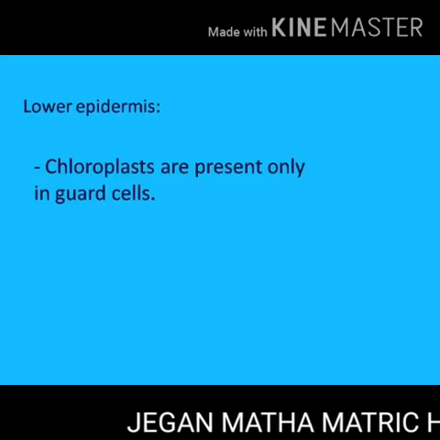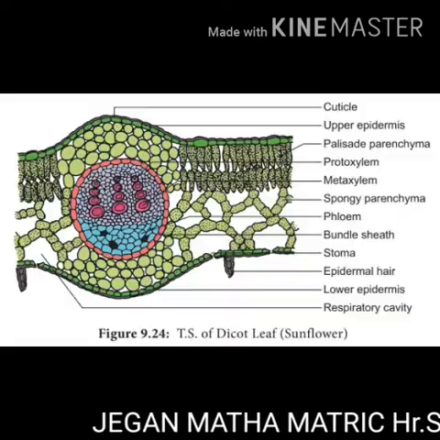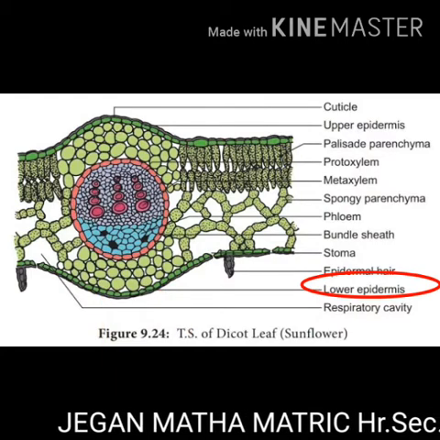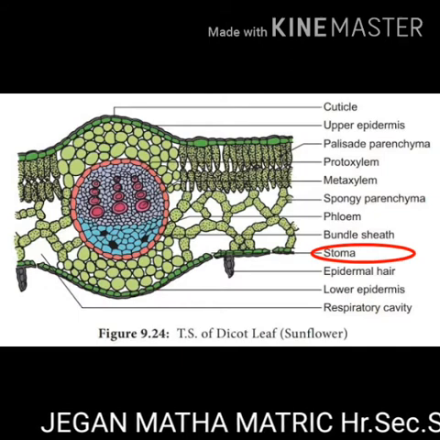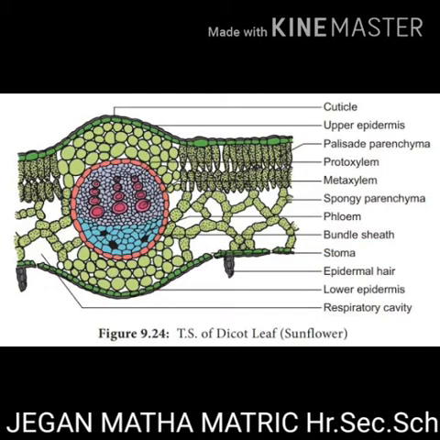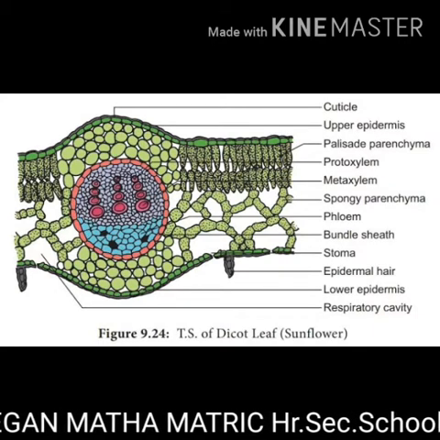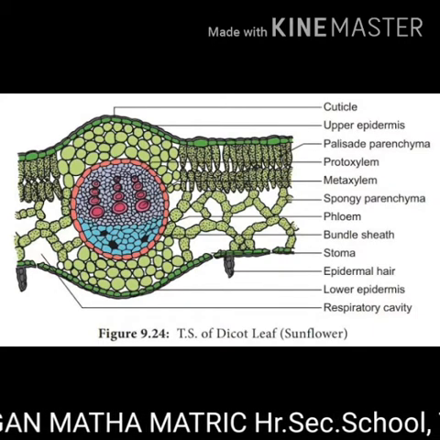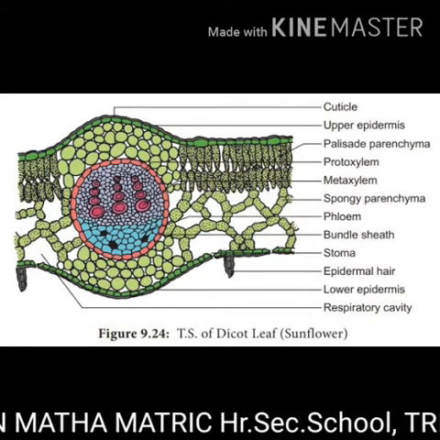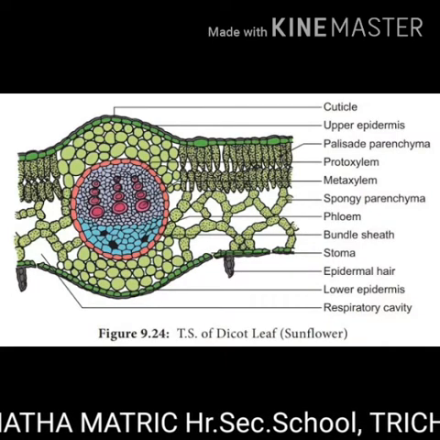Lower epidermis. It is a single layer of parenchymatous cells with a thin cuticle. It contains numerous stomata. Chloroplasts are present only in the guard cells. The lower epidermis helps in the exchange of gases. The loss of water vapor is facilitated through this chamber.